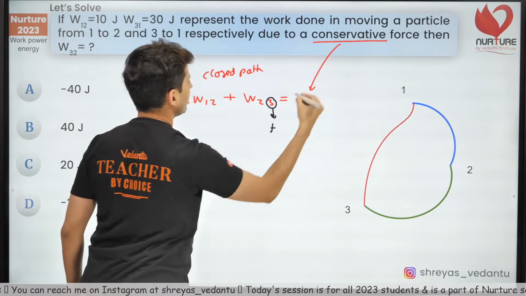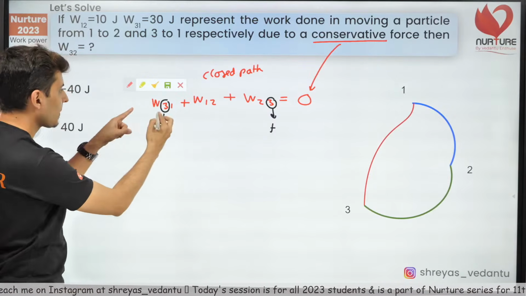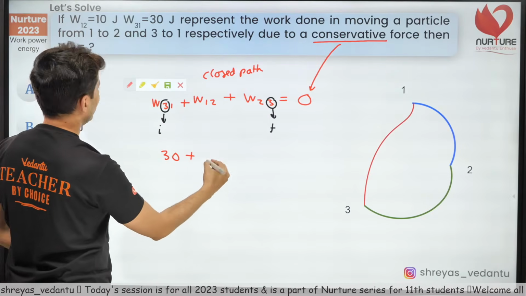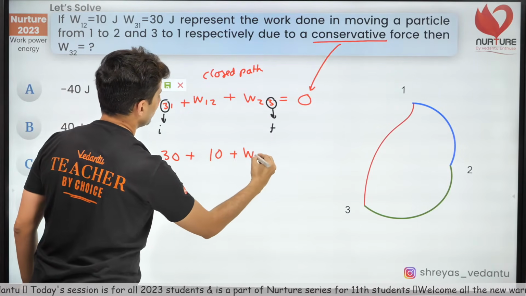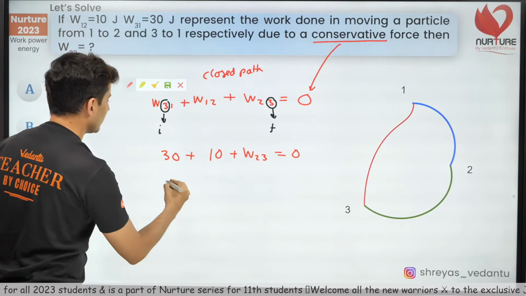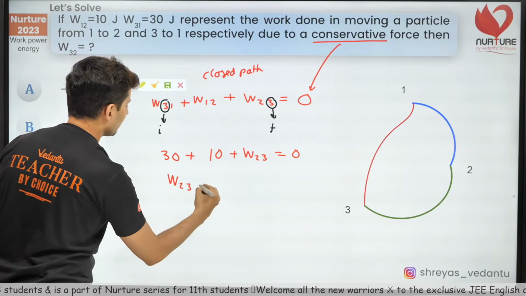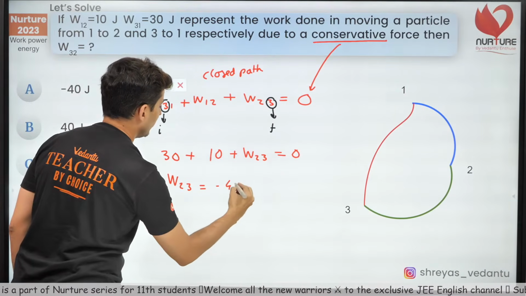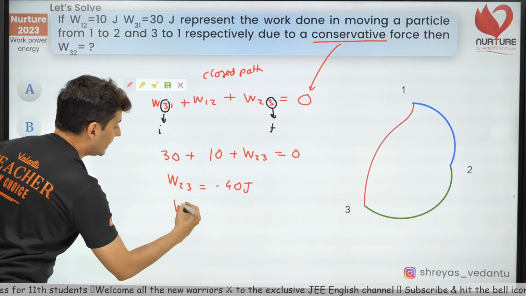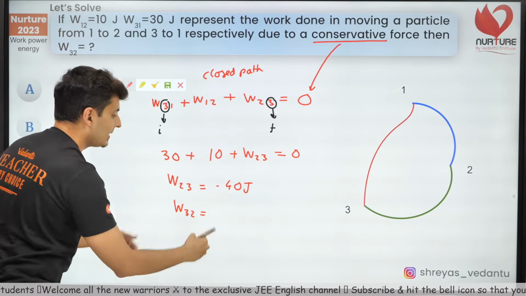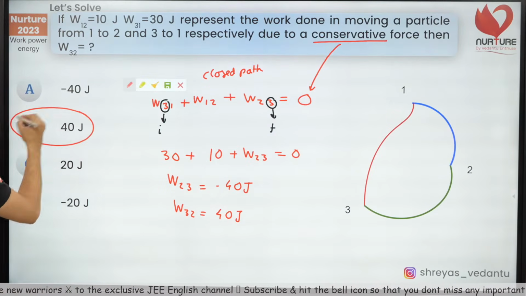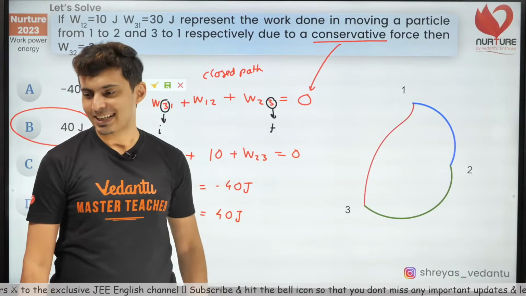Reason: it is a conservative force. As simple as that. What is this? Well, W31 is 30. What is this? Well, that's 10. So that will be W23. Yep, this is equal to 0. Now take this on the other side. So W23 will be minus 40 joules. But be careful, you have been asked W32. So W32 is the opposite of that. So plus 40 joules, which means option B is correct.